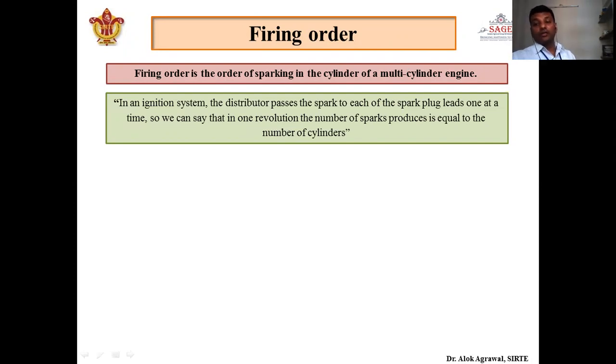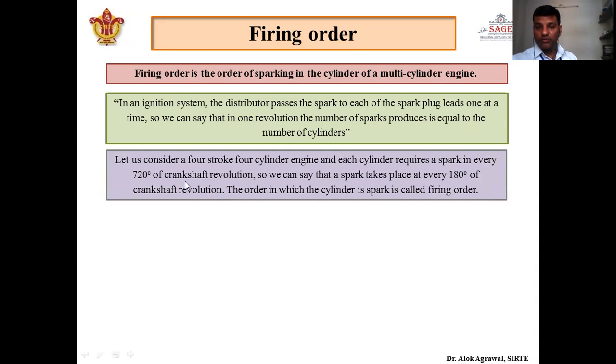The distributor is connected to the crank, and when the distributor has completed one complete 360 degree revolution, its work is to spark each and every cylinder. So the number of sparks is equal to the number of cylinders. From this statement, the ignition system is such that the distributor passes the spark to the spark plug, and the number of sparks depends upon the number of cylinders, because it has the duty to spark each and every cylinder in one complete revolution.